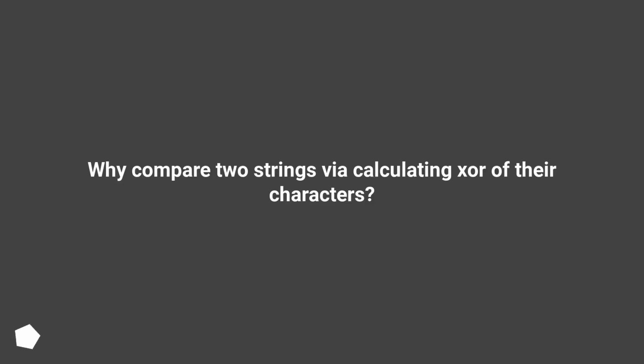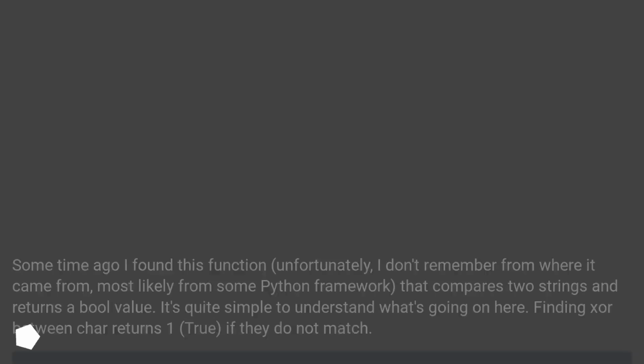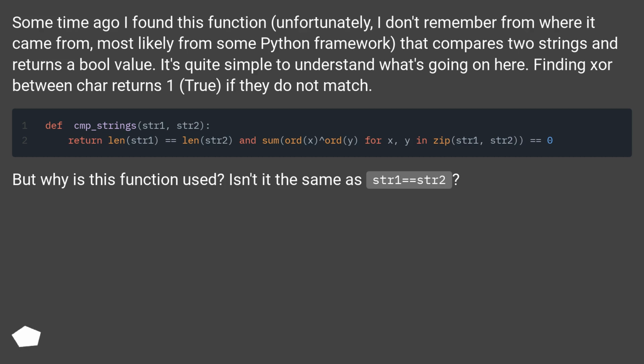Why compare two strings via calculating XOR of their characters? Some time ago I found this function. Unfortunately, I don't remember where it came from, most likely from some Python framework that compares two strings and returns a bool value. It's quite simple to understand what's going on here. Finding XOR between chars returns 1, true, if they do not match.